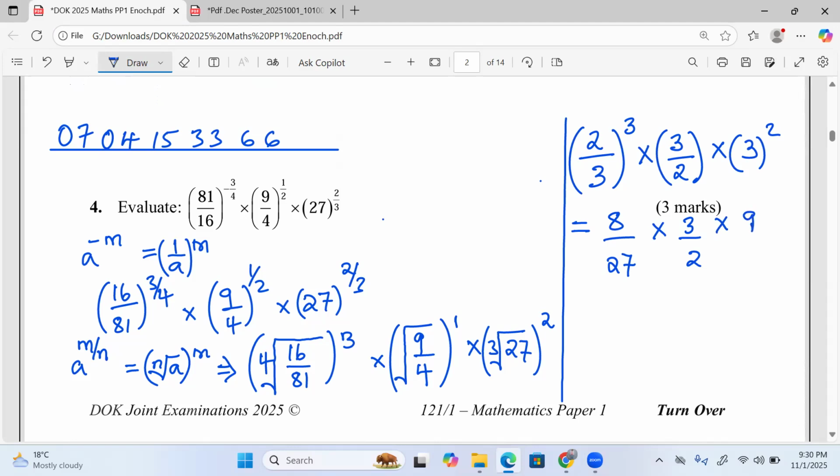So now we can look at what is common in all these factors. By 9, 1, and by 9, 3, by 3, 1, and by 3, 1, by 2, 1, and by 2, 4. So the final answer is 4. A very good question, which is bringing together very many laws of indices. I want to show you an alternative approach to this question.